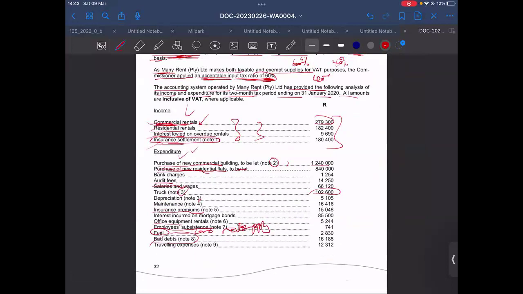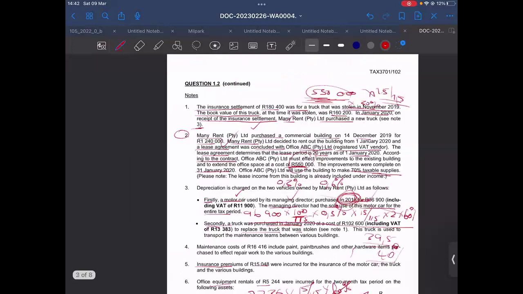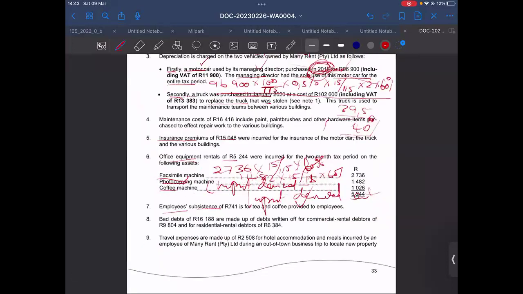With bad debts, what you need to understand is they come from sales. This entity of ours is renting out buildings, so they come from rentals. If there's a bad debt, you claim input VAT, provided the bad debt relates to taxable supplies. So bad debts relating to commercial rentals we claim input, but bad debts relating to residential we are not going to claim any input, because it's exempt. So we need to go to note number 8 and see the distribution of these bad debts.